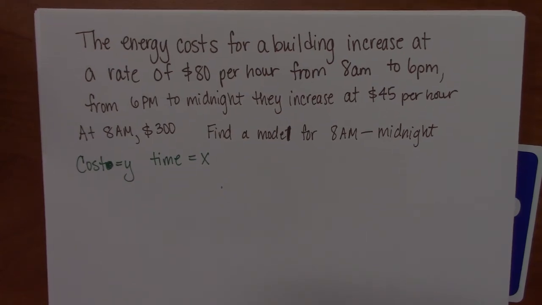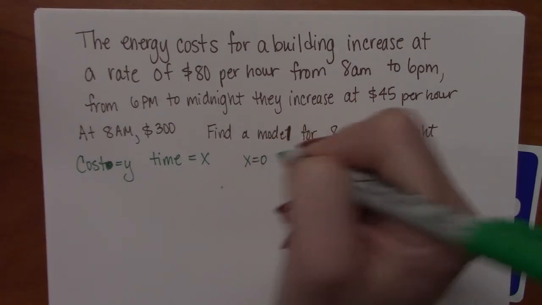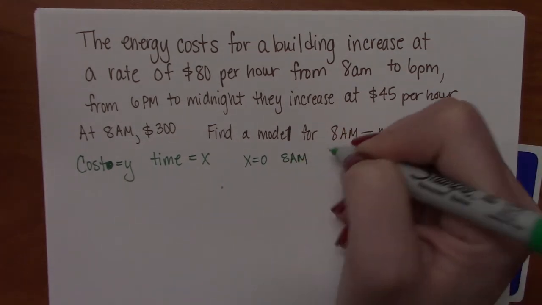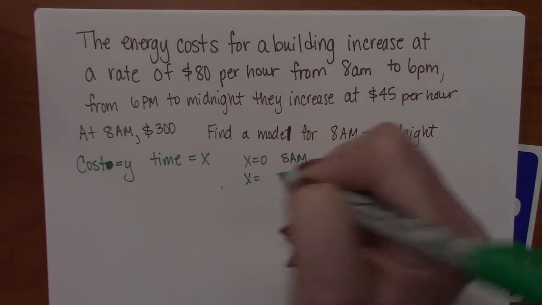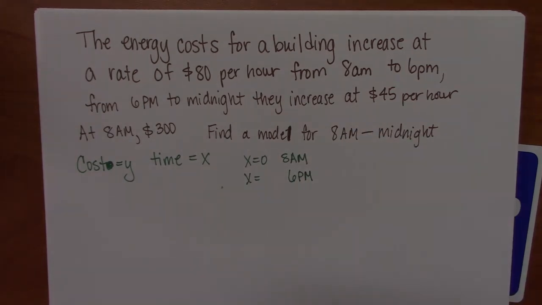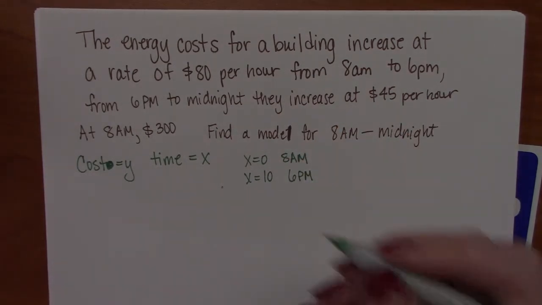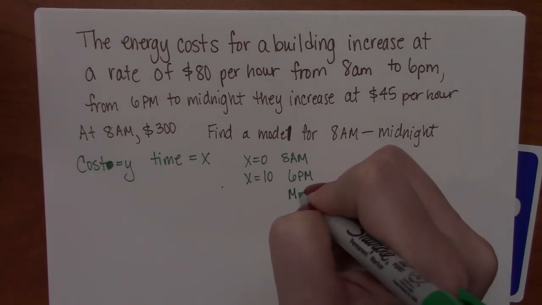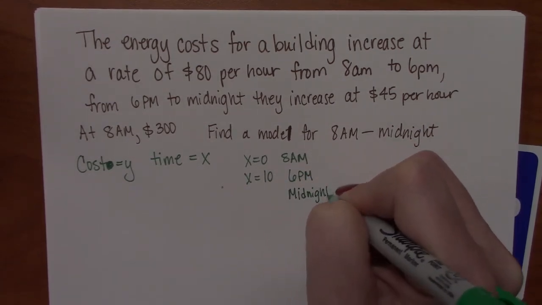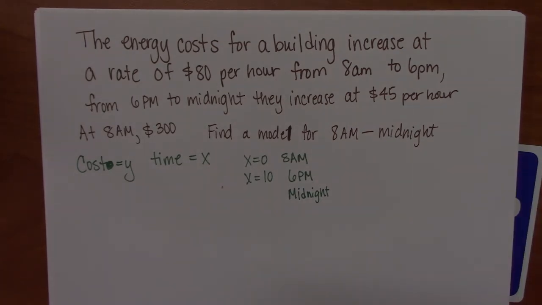So most likely what we would do here is we wouldn't actually plug the time of day into the equation. So we'll let X equals 0 represent 8 a.m., right? So then what would the X value for 6 p.m. be? 10. Right, that's 10 hours later, okay? And then what would the X value be for midnight? 16. Yeah, that's right, 6 more hours, okay?